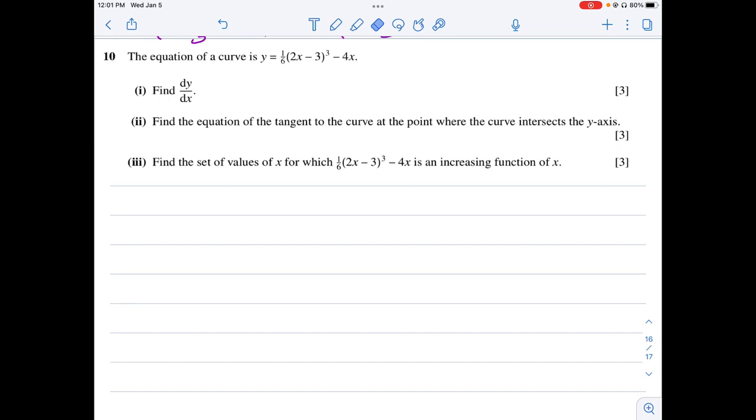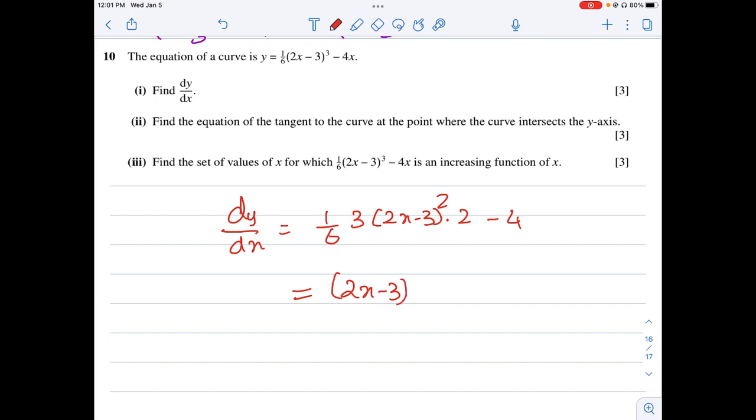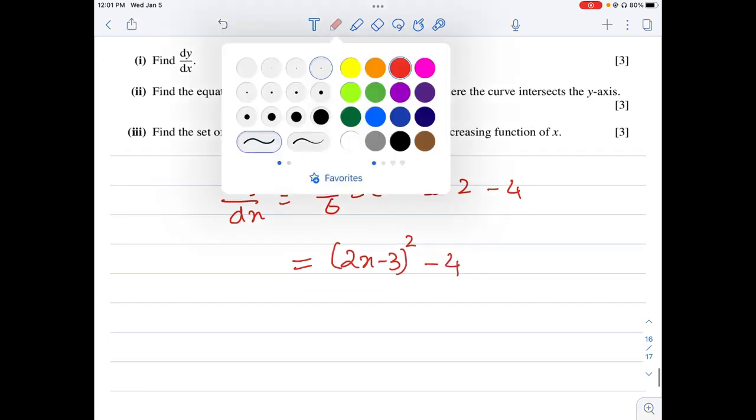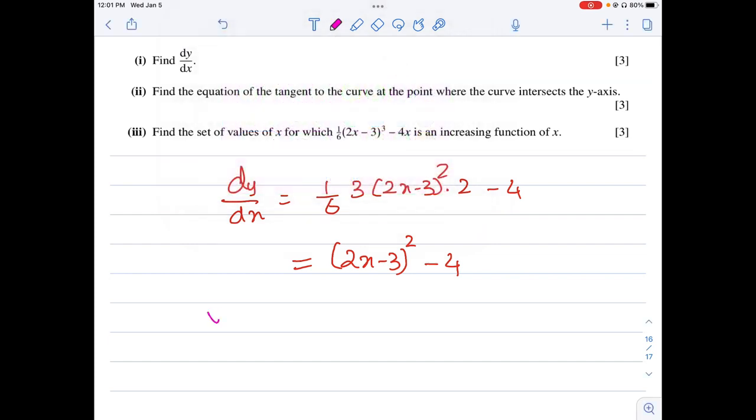Coming to question number 10, find dy by dx. So dy by dx is equal to 1 upon 6, power comes front, 3 times (2x minus 3) whole to the power of 2, 2x derivative is 2, minus 4x derivative is 4, 6 gets cancelled, 3x, (2x minus 3) whole square minus 4.